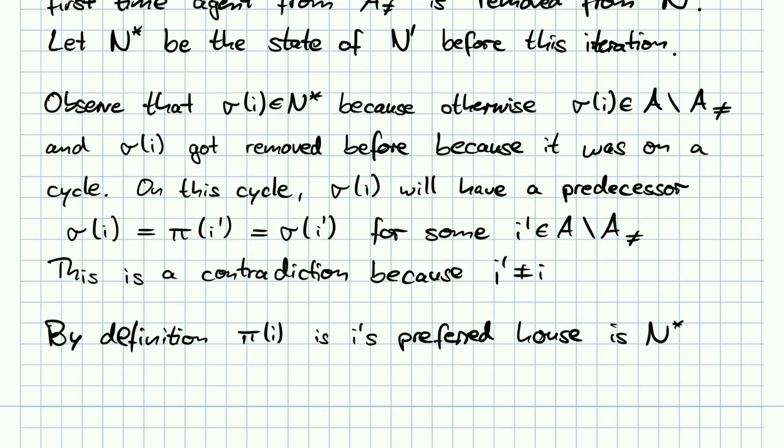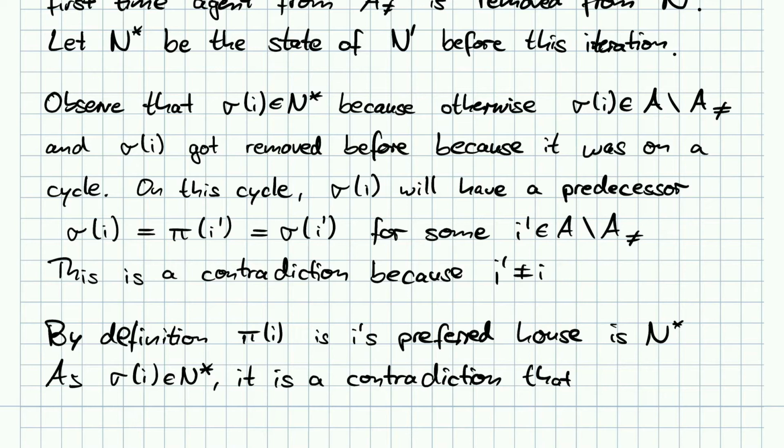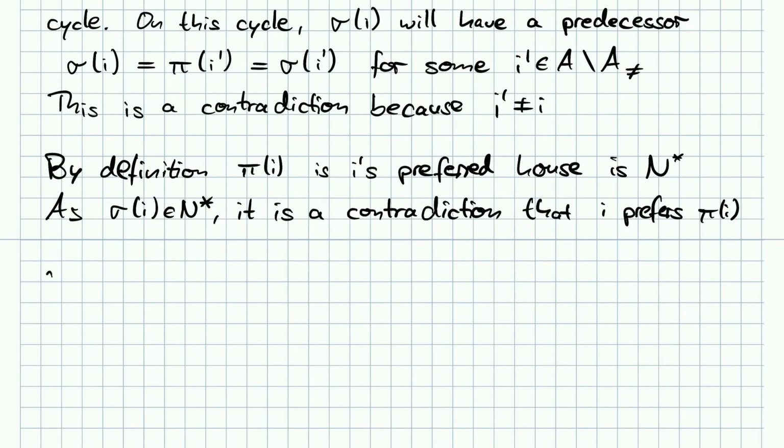And so as pi of I is in n star, sigma of I is in n star, this is now a contradiction, that I prefers pi of I over sigma of I. And this proves our claim.